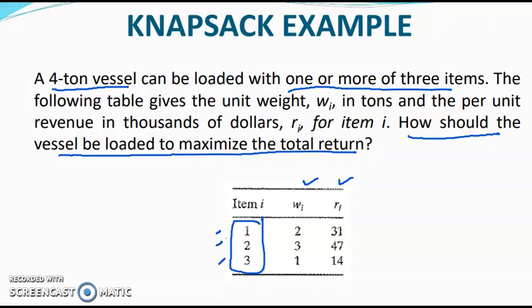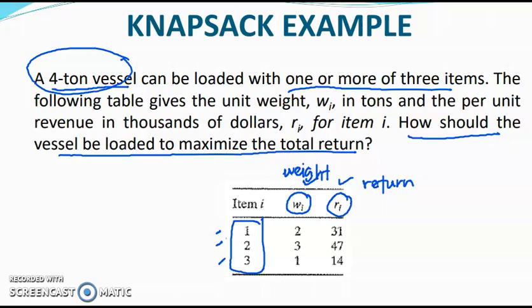Remember, W is the weight for each item, and R here is the revenue or the return. So basically each item has its own weight and its own return, but the capacity of this vessel is only 4 tons. So now you have to come up with the solution of how to maximize the total return.